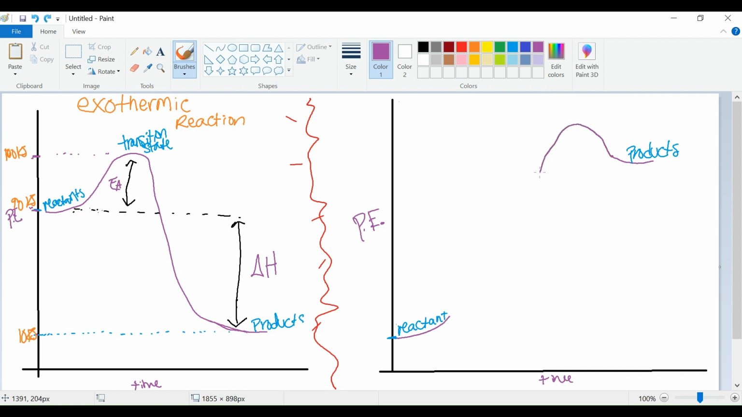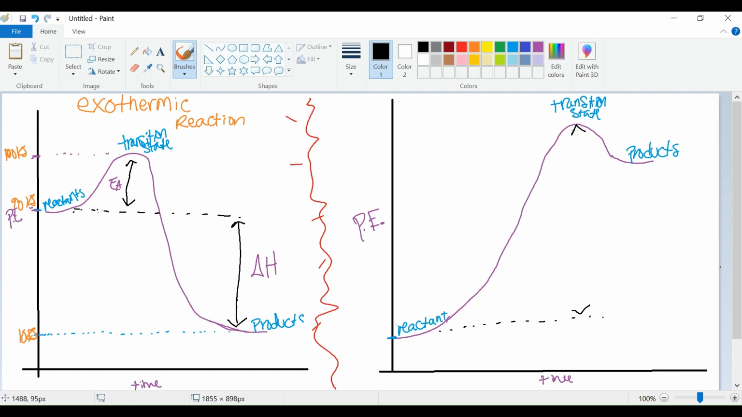Let me try it from this side. That's a nice curve. Okay, there we go. So my transition state is going to be up here because I still need to break those bonds in my reactant, and it takes a lot of energy to break the bonds of a really stable molecule, which means my activation energy is going to be huge. It's going to be this whole difference here.